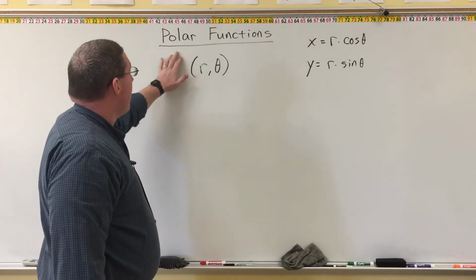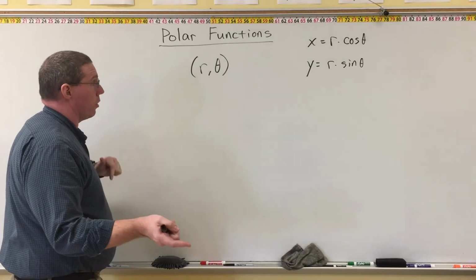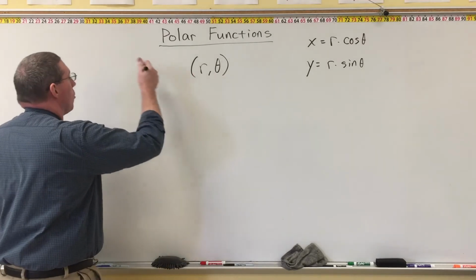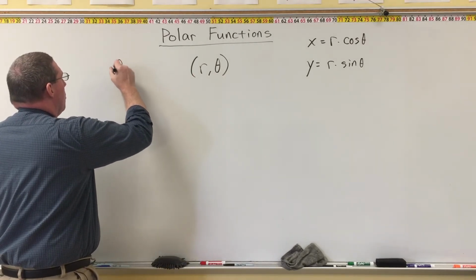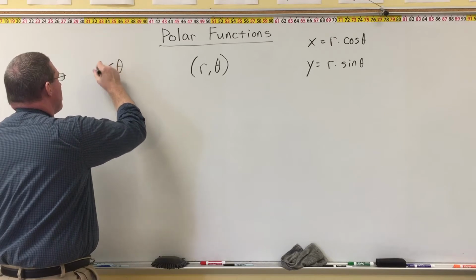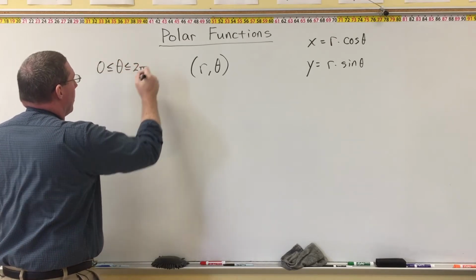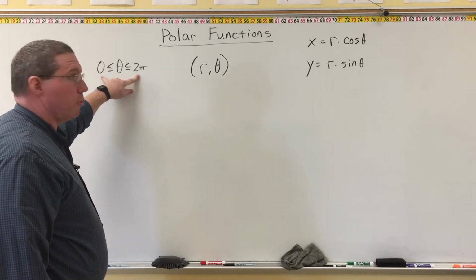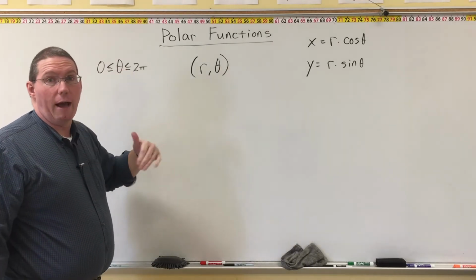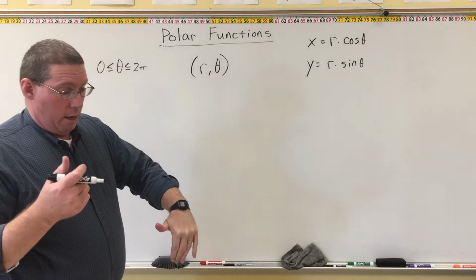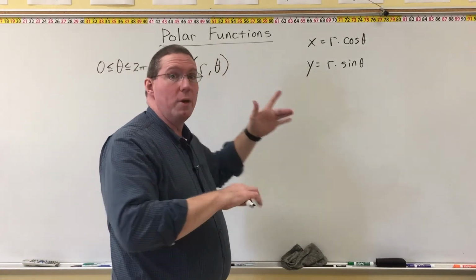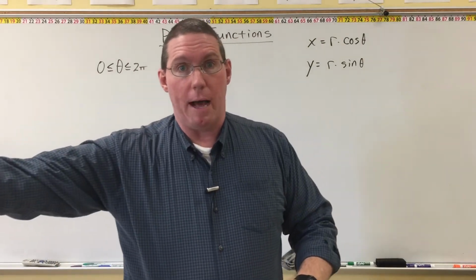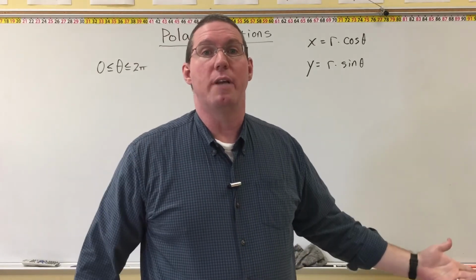So that is polar. Now what we had learned, and we're now going to actually change this, is that when we were doing polar coordinates, we said that theta would always fall between 0 and 2 pi, right? That theta is only going to take on a value between 0 and 2 pi. Okay, that's going to change now. Starting with polar functions, we can actually have theta go on to infinity in a positive direction, and we can also have theta go to negative infinity.